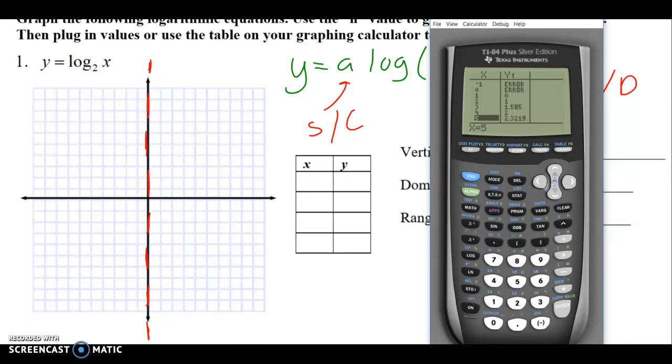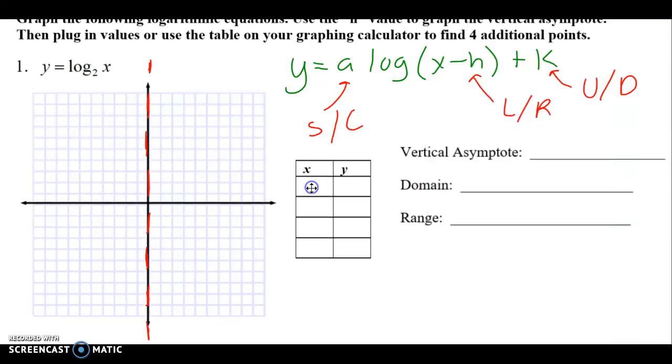So 1, 0, 2, 1, 3, 1.58. What was the next one? 1.52. You can just round it. And what was 4? 4.2. Yes. Now go ahead and plot those 4 points.